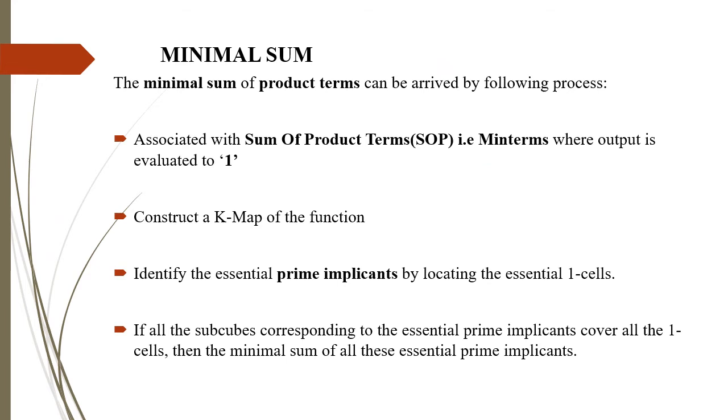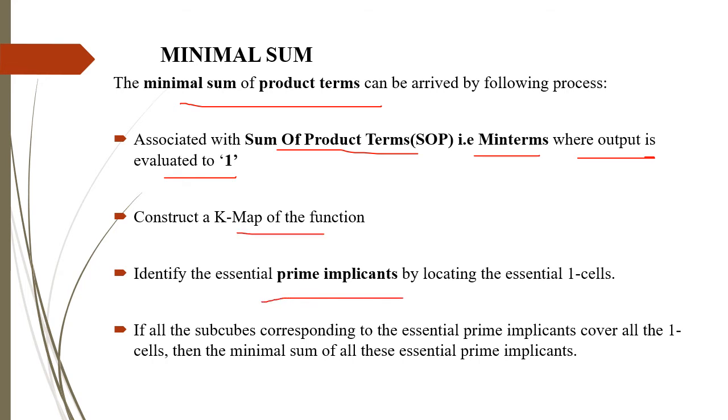Next comes the minimal sum of product terms, which can be arrived at by following this process. First, it is associated with sum of product terms, that is SOP, the min terms, where the output will be evaluated to 1. The next step is you have to construct a K-map for the function. Then you have to identify the essential prime implicants by locating the essential 1 cells.